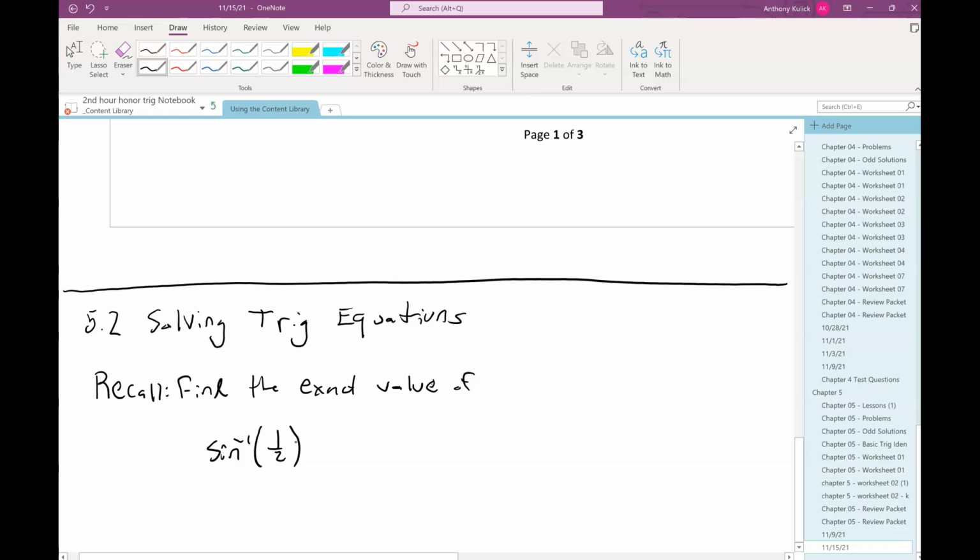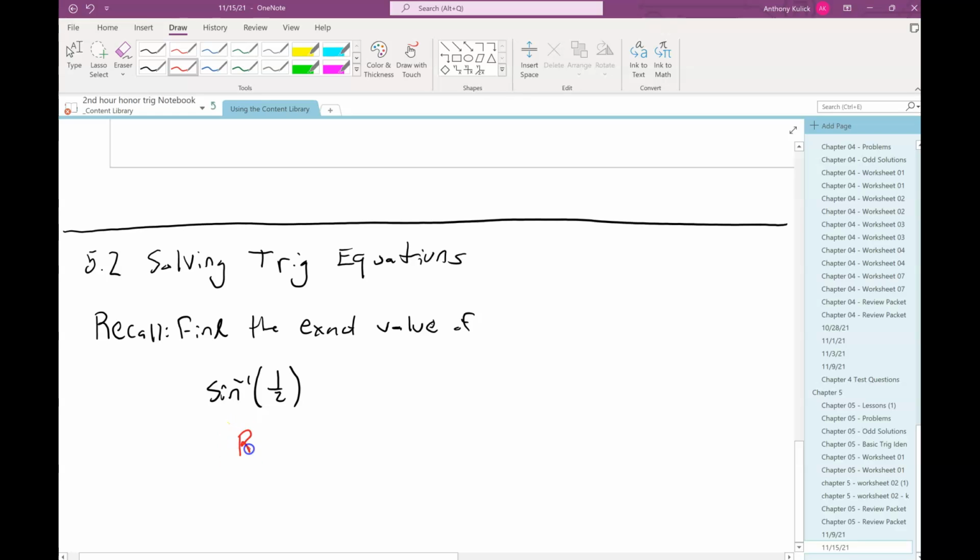Find the exact value of sine inverse of 1/2. Right, you guys remember doing this just a little bit ago? To do this, I know the fundamental range for sine is negative pi over 2 to positive pi over 2. So if I go to my unit circle and locate where y is equal to 1/2 in quadrant 1, that gets me my answer, right? There's just one answer.